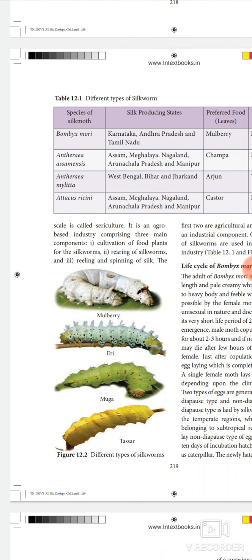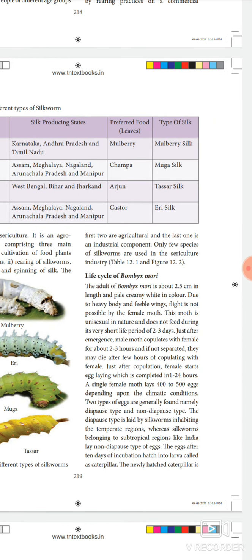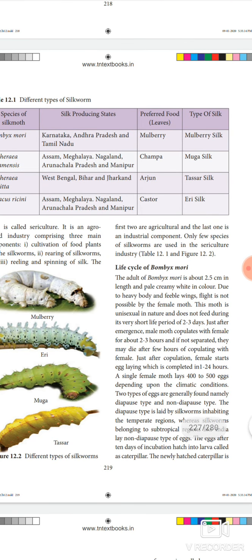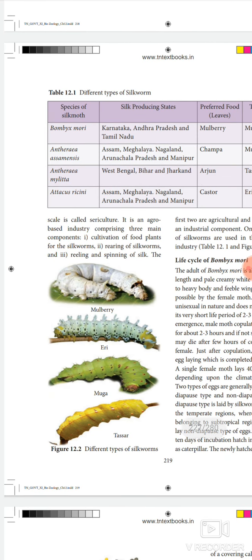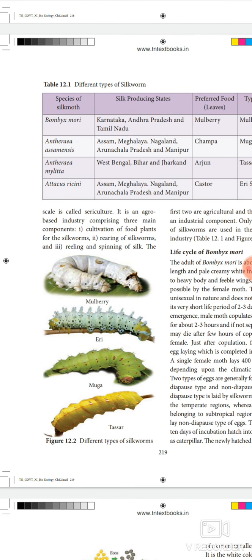The next one is Antheraea mylitta. Here the silk producing states are West Bengal, Bihar and Jharkhand. The preferred food leaf is Arjun. This type of silk is called Tasar silk. Then Attacus ricini is used in Assam, Meghalaya, Nagaland, Arunachal Pradesh and Manipur. Antheraea assamensis and Attacus ricini are both used in the same states. Here the leaves are castor, and the type of silk is Eri silk. The preferred food leaves means that the silk moth eats these leaves only.